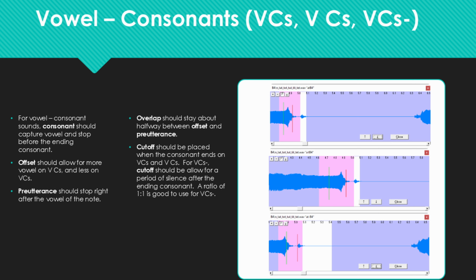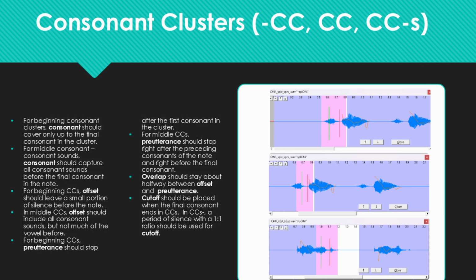For ending VCs, the pre-utterance should be moved closer to the consonant to ensure it's picked up. There should be a little bit of silence after the consonant. For consonant clusters, the principle from VCs is the same. For most CCs, less of the vowel will be captured. For ending CCs, leave some silence after the consonant.